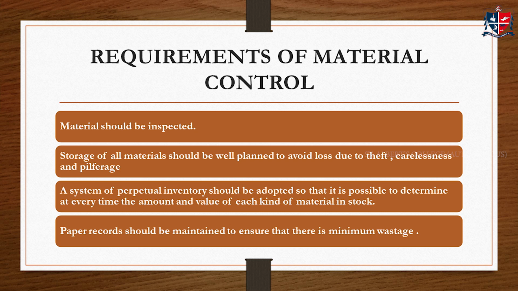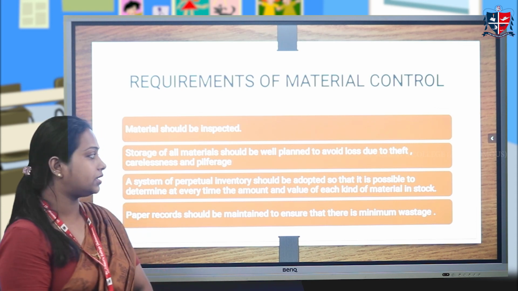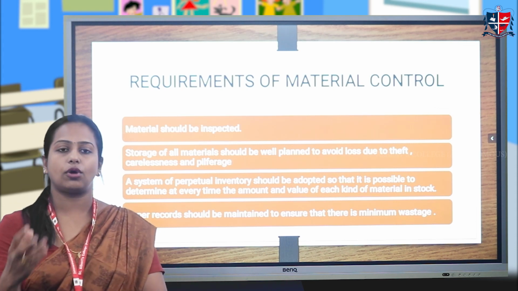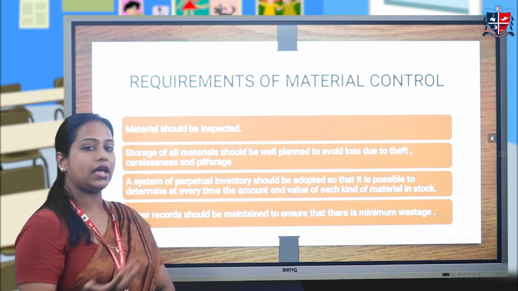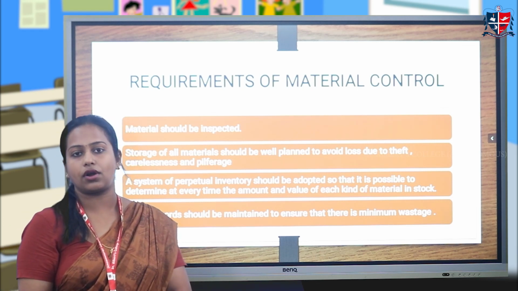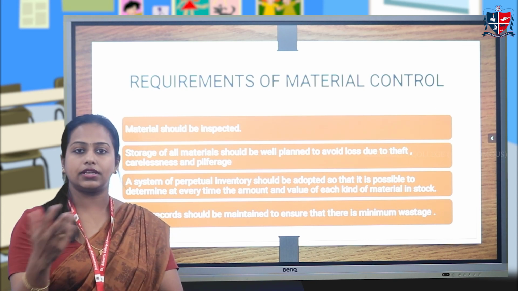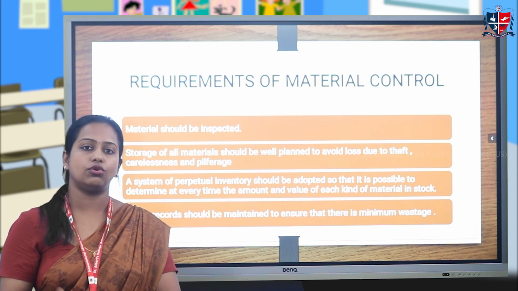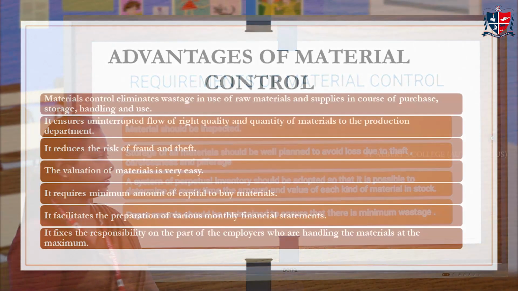And a perpetual inventory system should be adopted, so that it is possible to determine the amount of materials or the value that is available, or the kinds of materials in stock. Then proper records should be maintained on the materials, as when there is a proper record, we know the amount of materials being utilized, and it can thereby ensure a minimum wastage of materials.